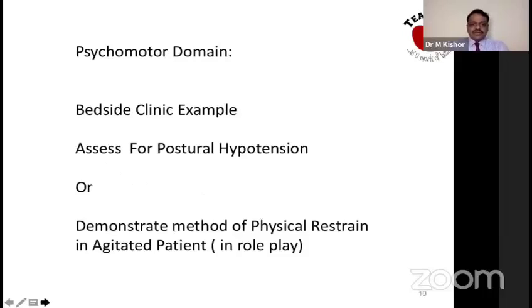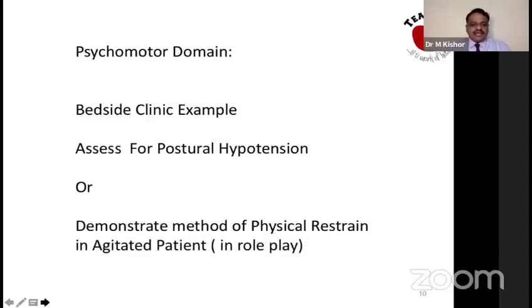Then what is the psychomotor domain? I'll give examples in bedside clinic because we believe that most of the learning will happen with the patients. In the psychomotor domain, the postgraduate gets an opportunity to demonstrate his skill. For example, assess for postural hypotension. That means the postgraduate will check the pulse and blood pressure in the supine position as well as in the standing position and see the difference.